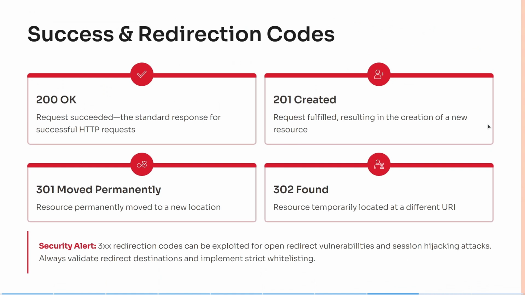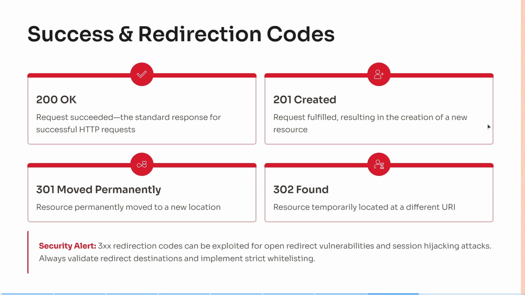And as I told you guys, let's talk about these 200 and 300 codes. 200 OK. It means request succeeded, the standard response for a successful HTTP request. It is the normal HTTP response code for the web page. For example, if I searched Google on my browser and it successfully loaded, it means I got HTTP response code 200. And 201 created can be seen in the above suite. Request fulfilled, resulting in the creation of a new resource.